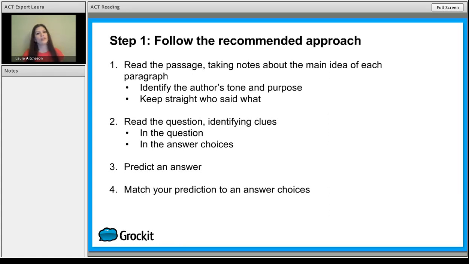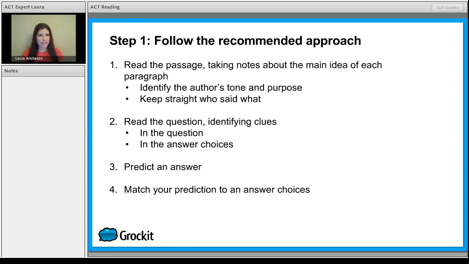One thing to keep in mind when you're reading that passage, in addition to summarizing, is you're trying to figure out what the author's tone and purpose is, and especially with social studies, humanities, and natural sciences, there are other opinions in each passage besides the author's. So keeping straight who said what is really important because there are trap answers that are built for students who have trouble keeping straight who said what.